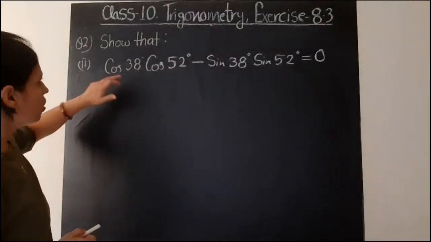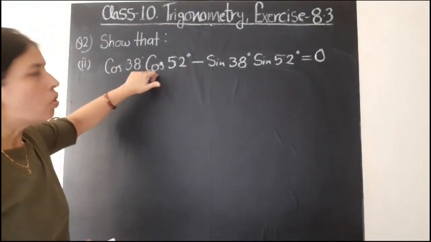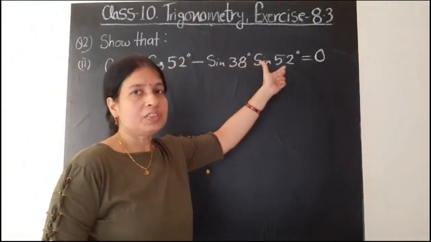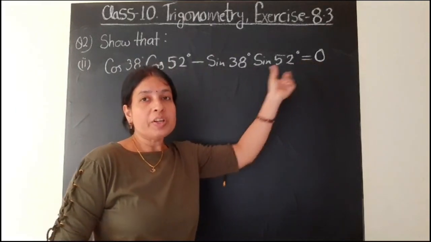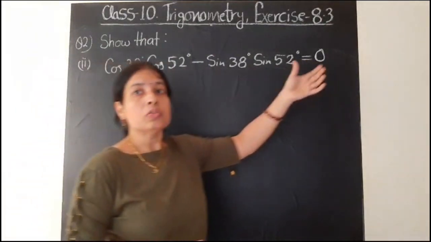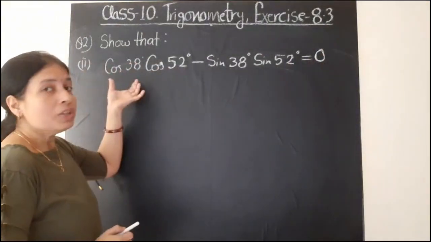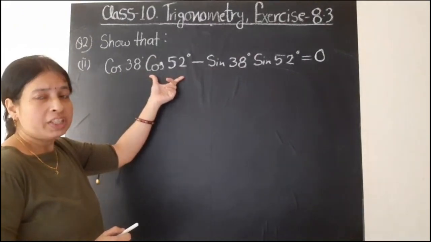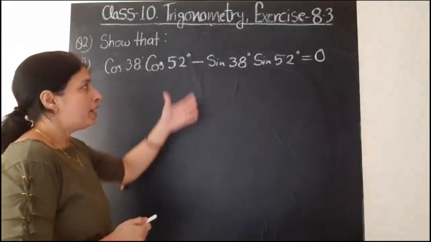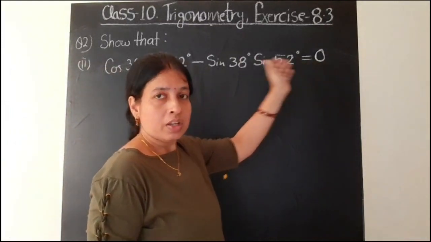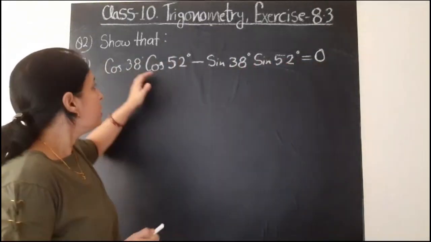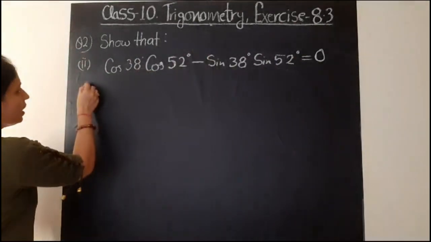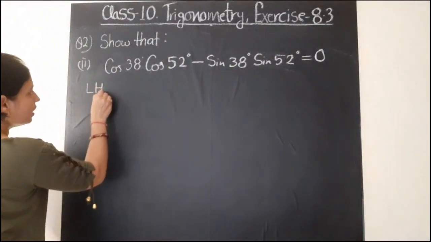So second part is cos 38 degree into cos 52 degree minus sin 38 degree into sin 52 degree is equal to 0. We have to show that this is equal to 0. But here we also don't know the value of cos 38 or cos 52 degree. So how to find out this 0? So first we will try to convert these angles. Okay. So take LHS and convert them. So LHS is equal to, write here LHS.